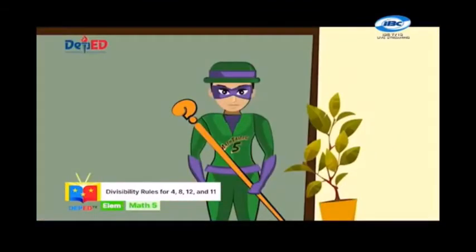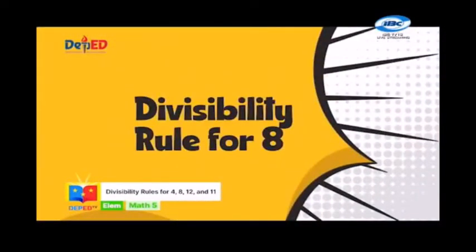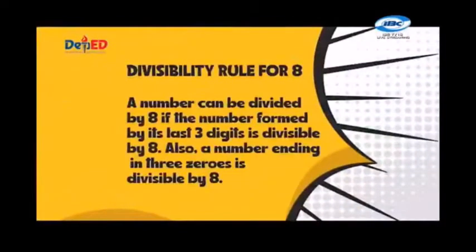Haha! I thought I could trick you with that one. Up, up, and away! Let's proceed with the divisibility rule for 8. A number is divisible by 8 if the number formed by the last 3 digits is divisible by 8. A number ending in 3 zeros is also divisible by 8.